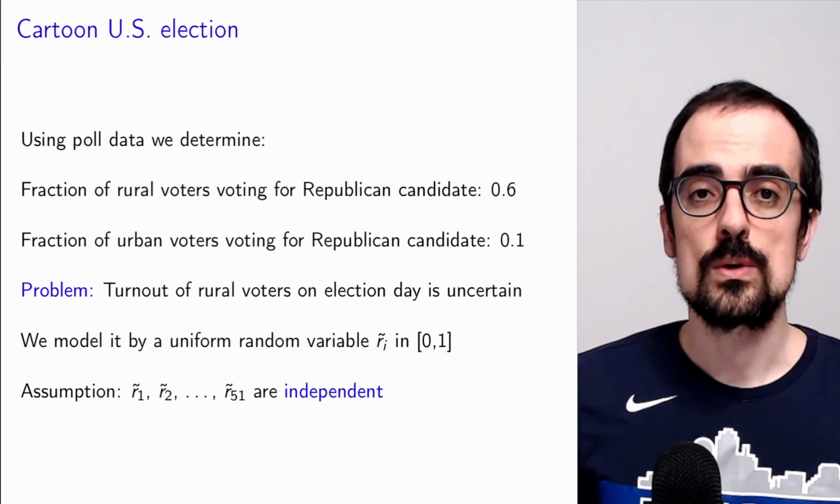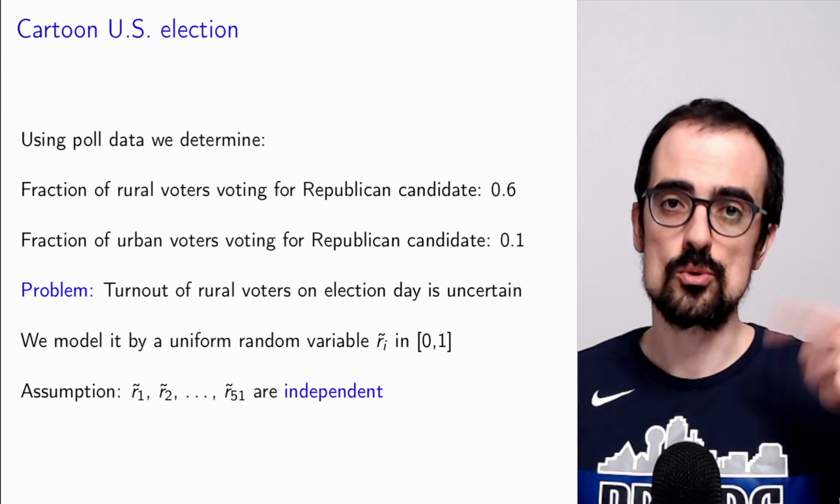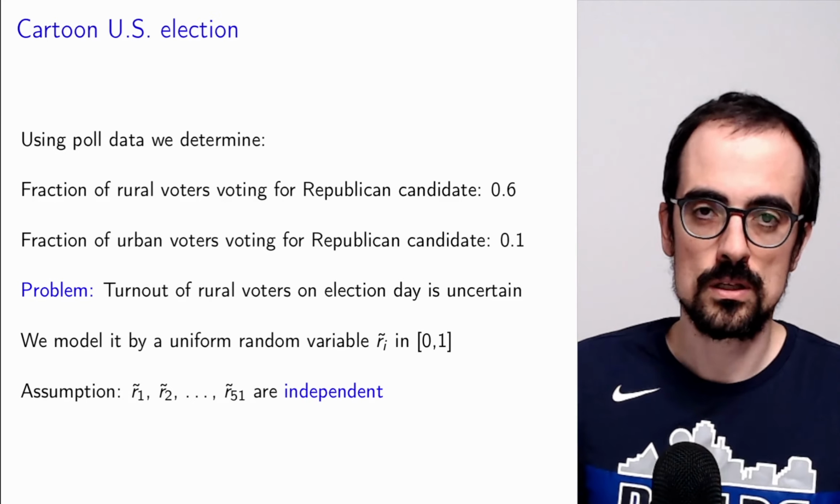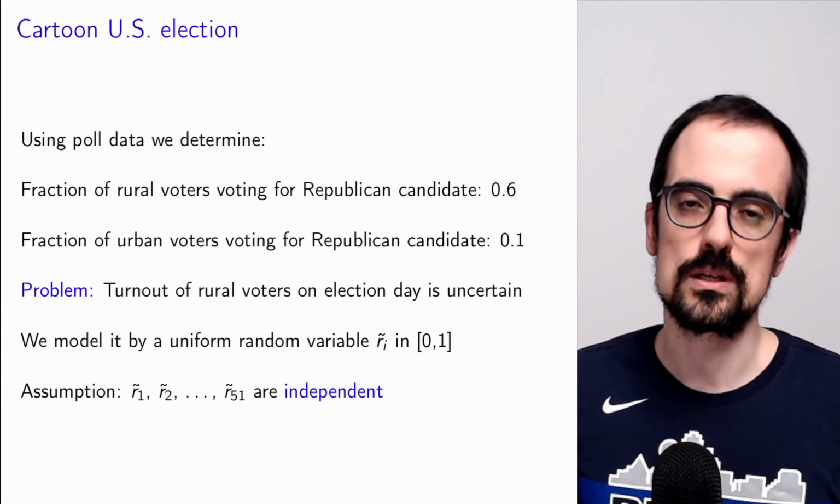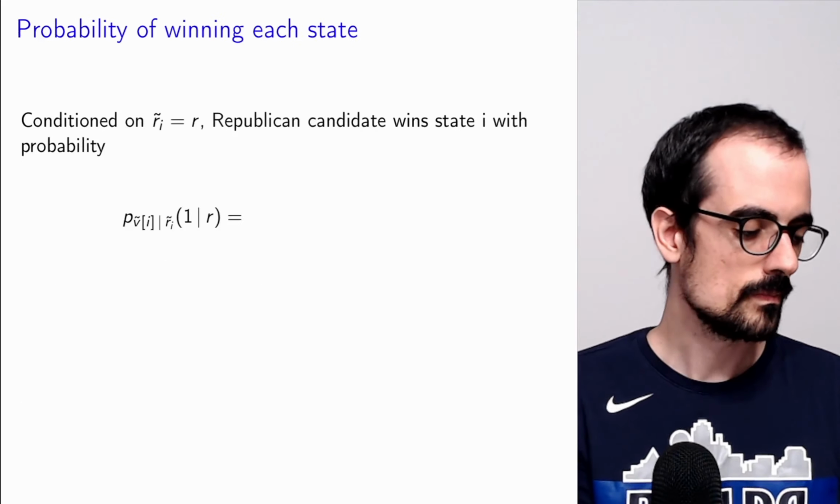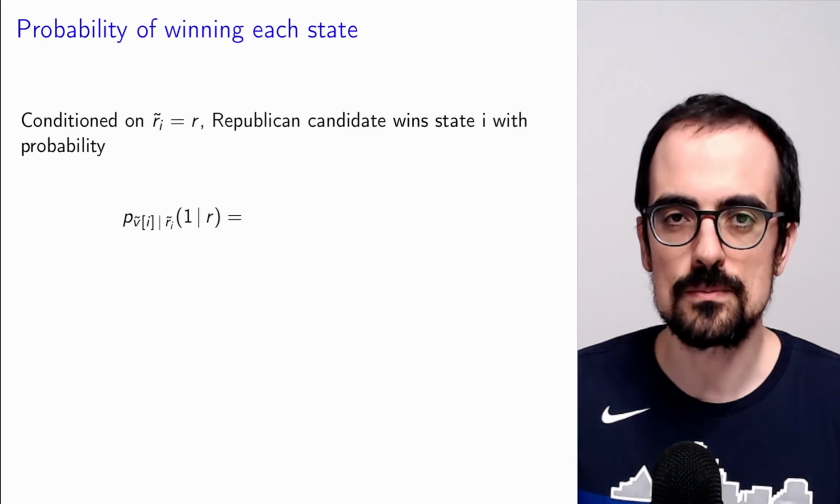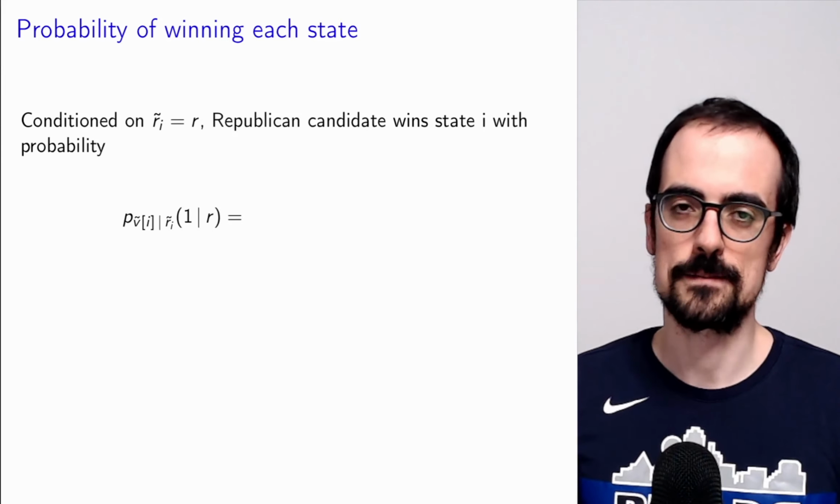First, we're going to begin with an assumption where the turnout is independent. So whether the rural voters go out to vote in Alaska is independent of whether the rural voters are going out to vote in California, let's say. Why do we need this independence assumption? Because otherwise things are intractable due to the curse of dimensionality.